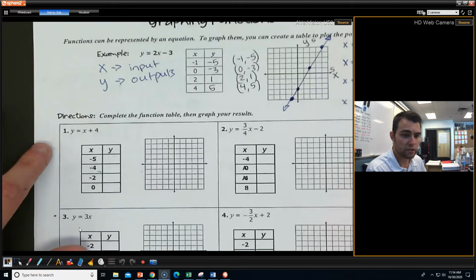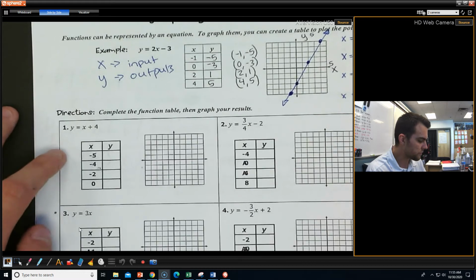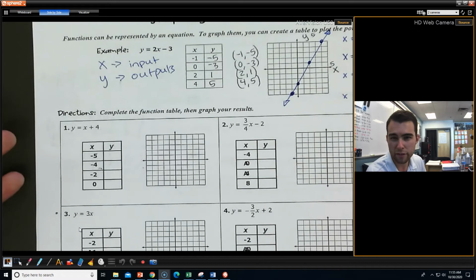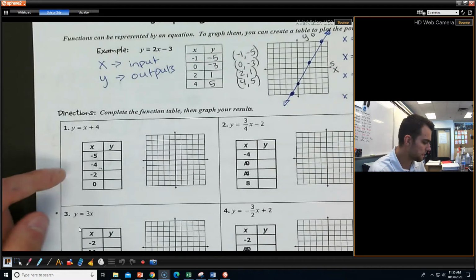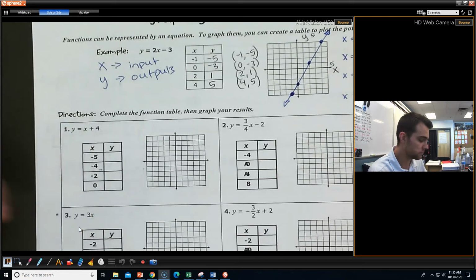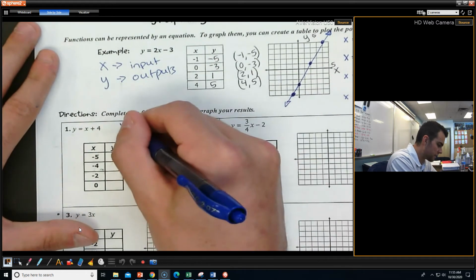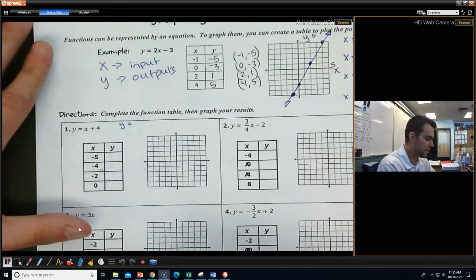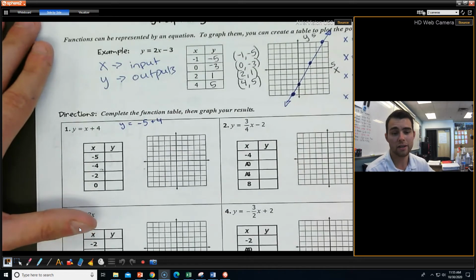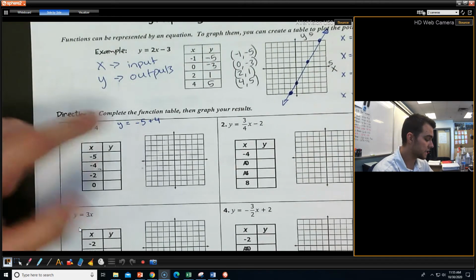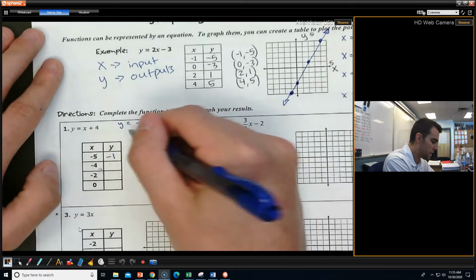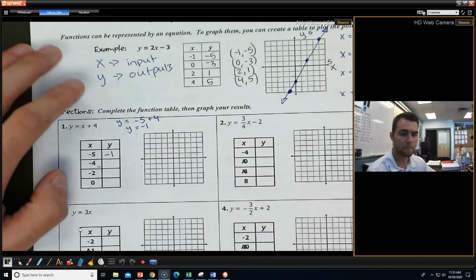Let's come down here to number 1, and let's see what we can do again with that, right? I'm only going to do the first couple, and I'll let you try the others on your own. So again, I'm going to plug these guys in for x up here. So I'll start off the first one. When I plug in -5 for x, it's going to be -5 plus 4. So when x is -5, then I get -1 for my y. My y equals -1. All right?